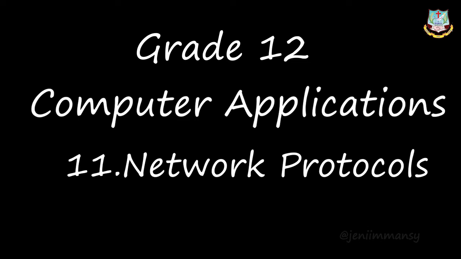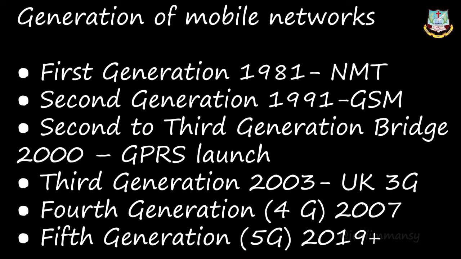Last session we started to learn about mobile networks, right? In the chapter Network Examples and Protocols, we learned about mobile networks, and in this session we are going to see the generations of mobile networks: first generation, second generation, third generation, fourth generation, fifth generation, 1G, 2G, 3G, 4G, 5G, right? First, let's see what the first generation is.